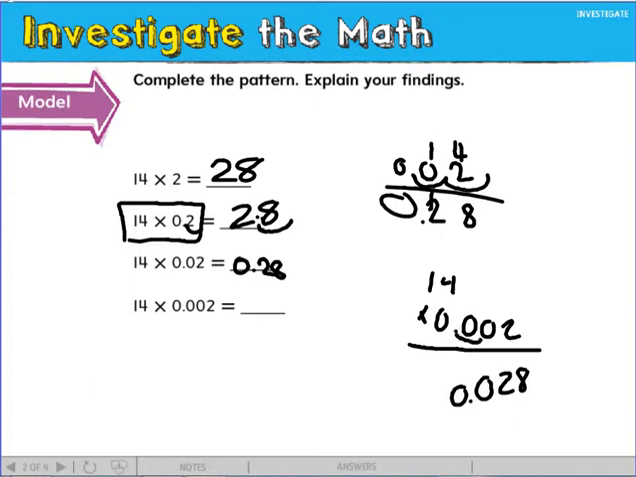Jackson, how many decimal places are there in the problem? 3. So then we come in 3, huh? For the answer. Boom. Okay. Put it up here.